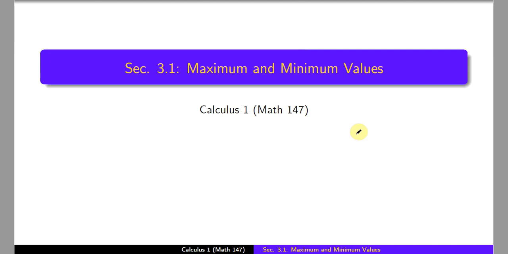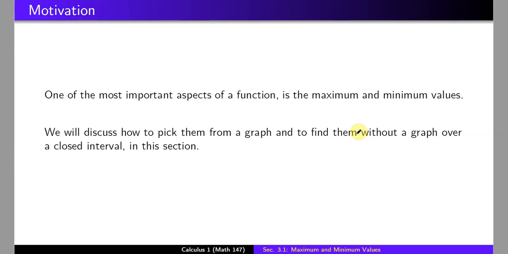And then towards the end of the chapter, we're going to use that to look at some applications. But like I said, a large part of the chapter is going to be focused on how the derivatives affect the shape of the curve. So one of the most important aspects of a function is the maximum and minimum values. What we're going to discuss here in this section is how to pick them out from the graph and how to find them without a graph over a closed interval. That's what we're going to be doing in this section.